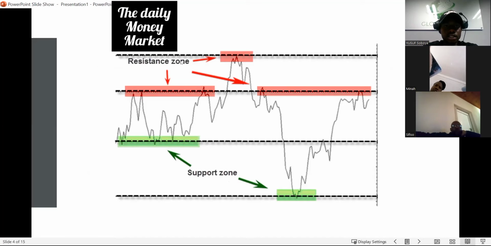Now we can see the resistance zone and the support zone on the drawing that we see. This is the resistance, right? So the resistance is the roof. We can say the ceiling. The support is the floor, right? Resistance and support.